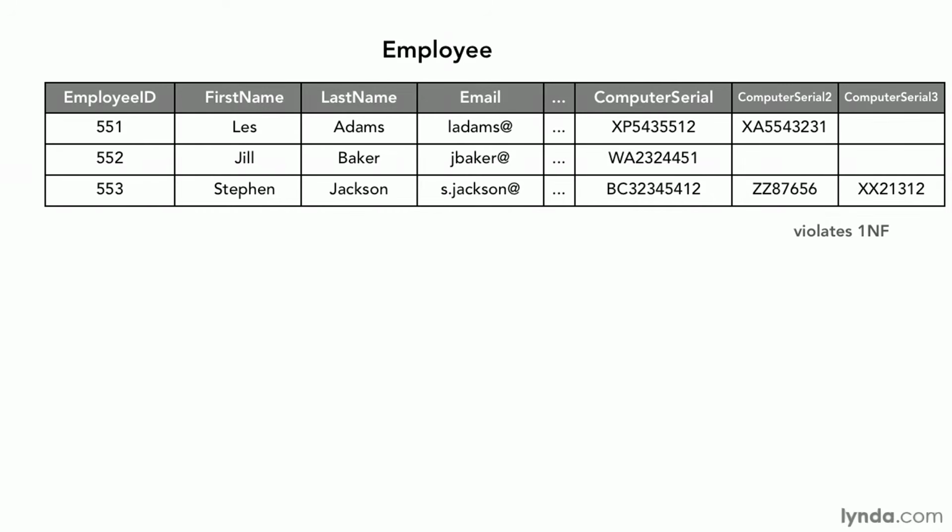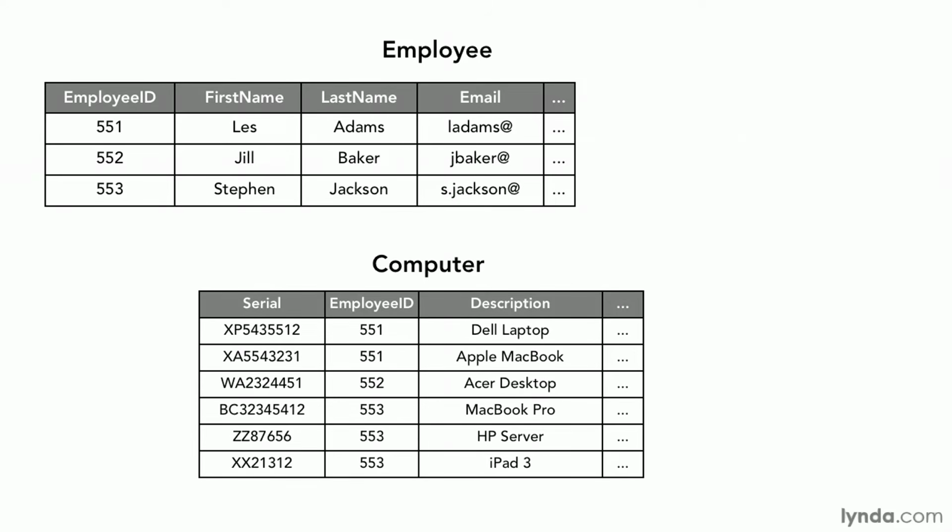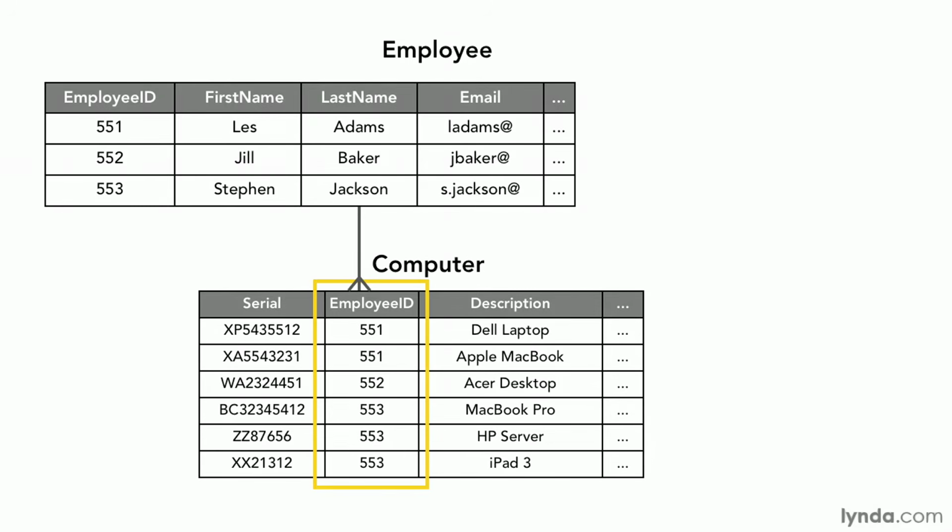Well, what we do is the same thing for a lot of these normalization steps. We'll take this data out of the employee table and put it in its own table. We create a one-to-many relationship between employee and this new computer table, or it could be called an asset table or whatever else makes sense. And it has a foreign key back to the employee table. I can take any employee ID like 551, follow it to the computer table and find his 2 computers, or 553, find his 3 computers. There are no repeating values, no repeating groups in either table, and this would get us into first normal form.